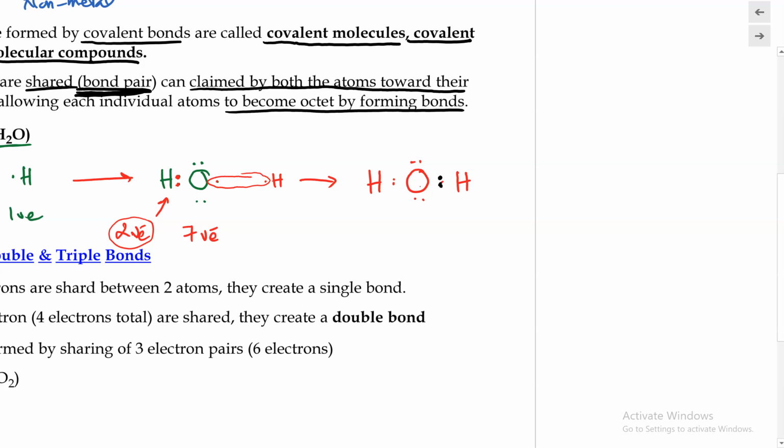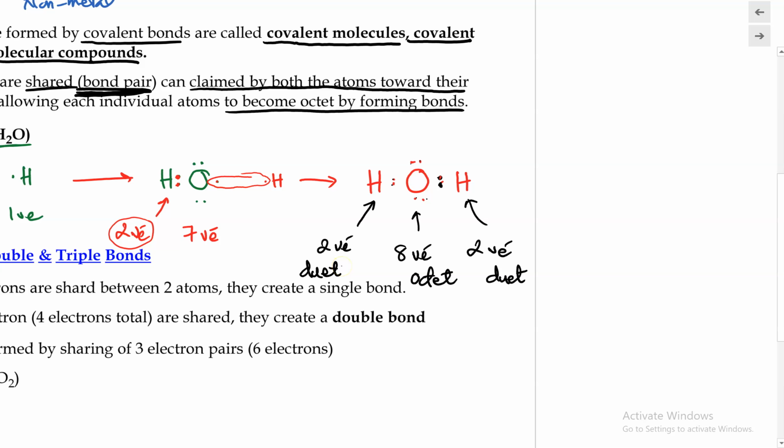And now let's count octet right here. This hydrogen can now claim to have 2 valence electrons. This hydrogen can do the same thing. It can claim to have 2 valence electrons. And now this oxygen can claim 1, 2, 3, 4, 5, 6, 7, 8 valence electrons. So in fact, it now has an octet of electrons. As for the hydrogen, 2 valence electrons is referred to as a duet of electrons.